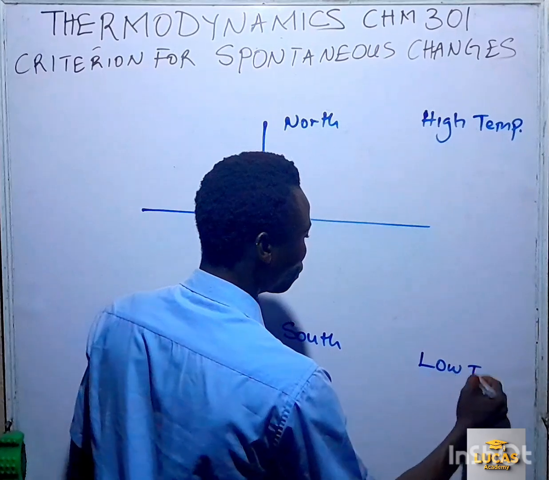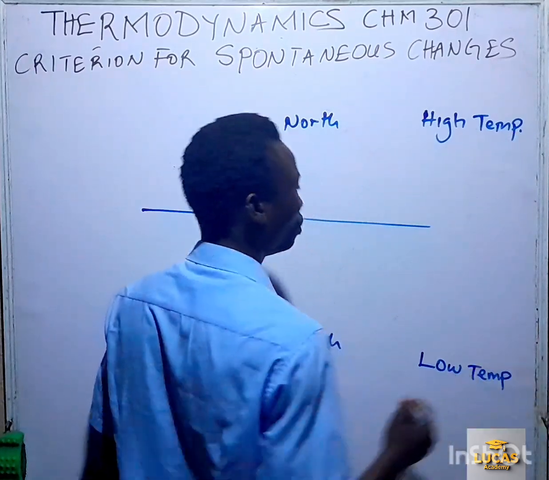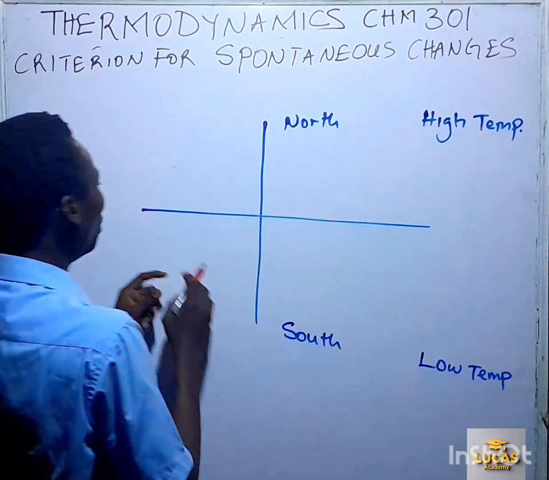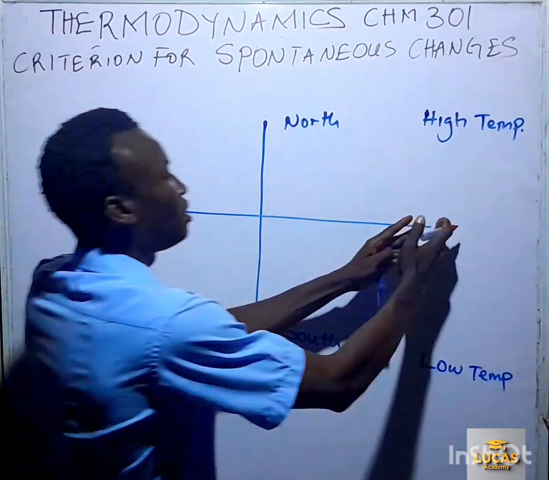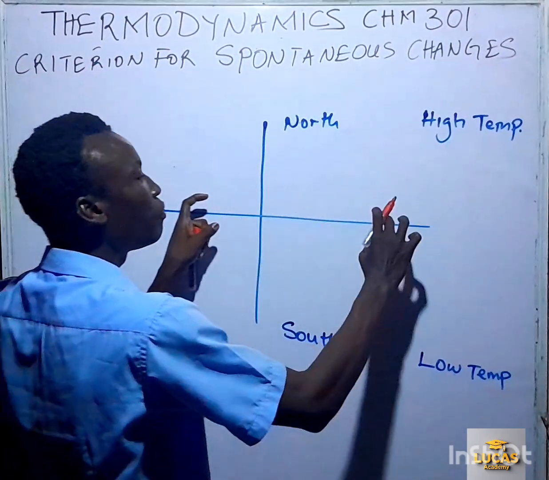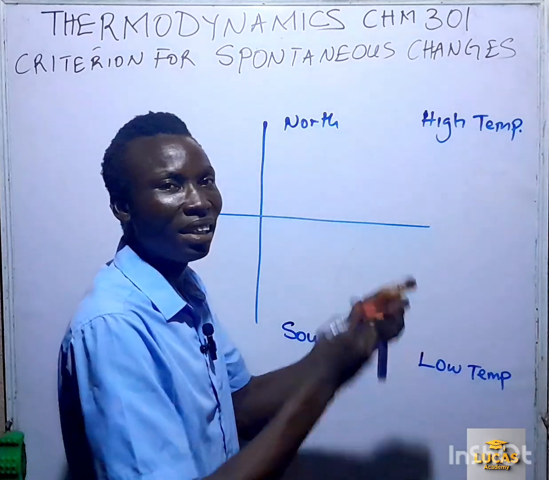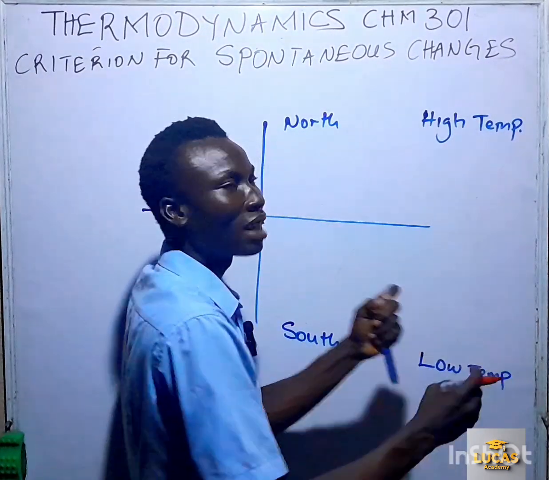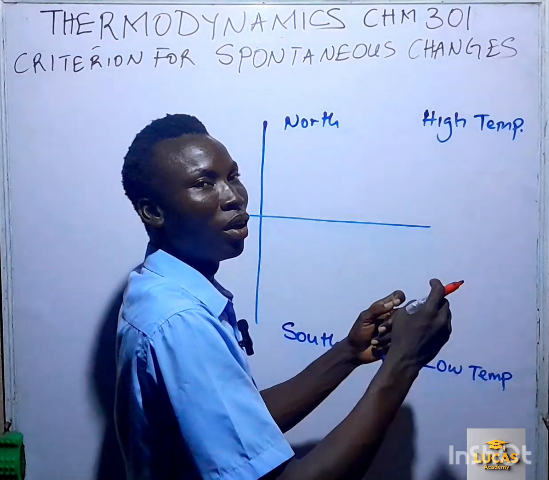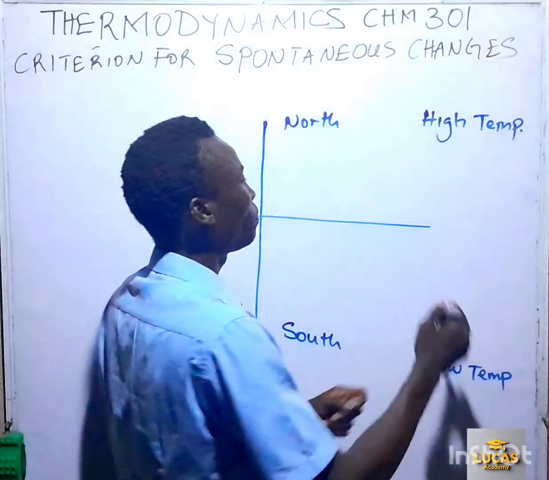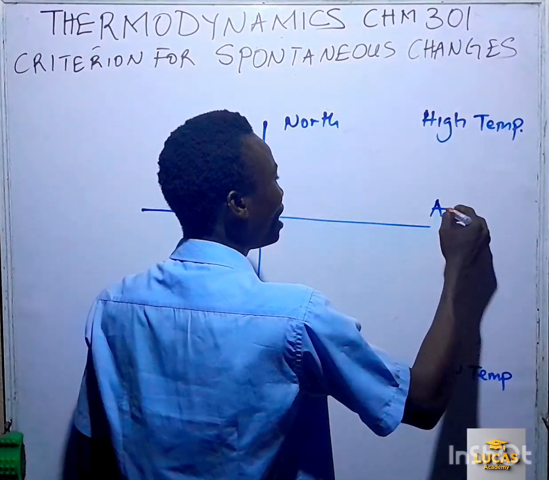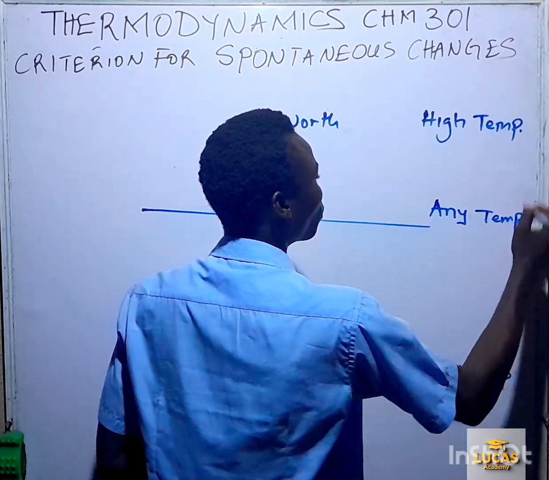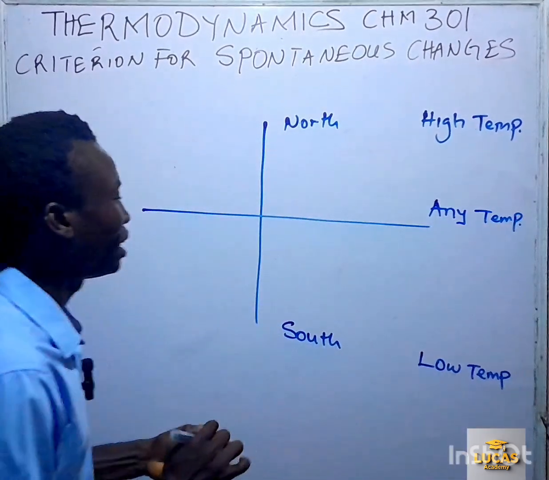Low temperature. Okay, you will now relate this particular point here. You know, this is west and this is east. So these people that are living here, they can observe any temperature. Because of that, it can be all temperature, that is either low or high, or you make use of what we call any temperature. So I'll be using any temperature in this place. Okay, now let us proceed.